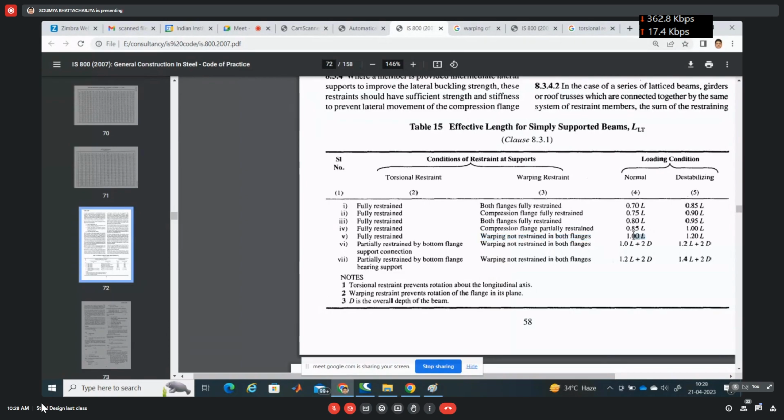in our case, the effective length is 1L. So KL here, for this simply supported beam also, the K factor, the effective length factor, is 1. But that is not because the ends are hinged. That is because the twisting is fully restrained at the ends, but warping throughout the beam is not restrained. That is why the factor is 1. So it should not be misunderstood with the effective length of compression members.